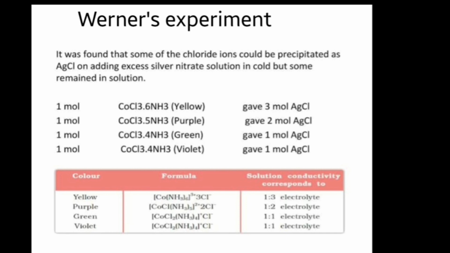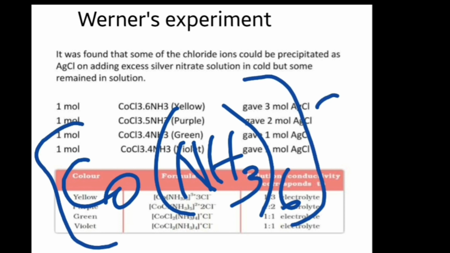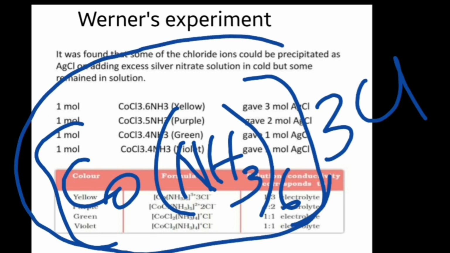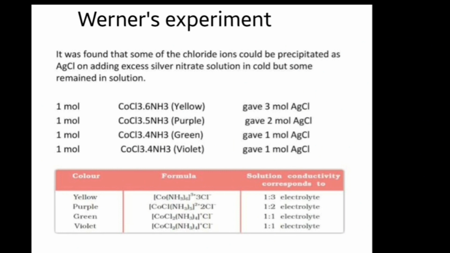As I told you, in a coordination complex, if you have [Co(NH3)6]Cl3, then the part inside the square bracket will not dissociate. Even if you dissolve it in solution, this bond is not going to be broken. Only this outer part will be broken, and you will get 3 Cl minus ions. So if it was this complex, these 3 Cl minus will dissociate and you will get 3 moles of AgCl. That was the first complex.